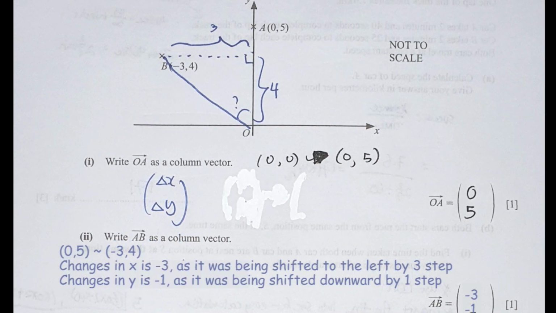As for B number 1, identifying OA, there's no change in x because they are still at coordinate 0, and the change in y is that it was shifted up by 5 steps, so your column vector is (0, 5). Next, write AB as a column vector. A to B is shifted towards the left by 3 steps, so you have negative 3, and shifted down by 1 step, so (negative 3, negative 1).